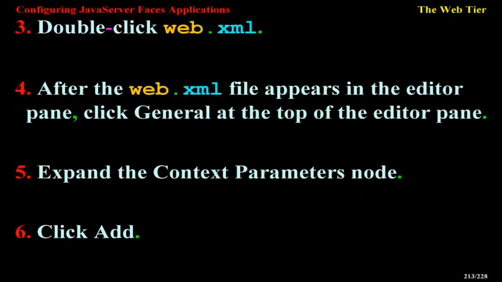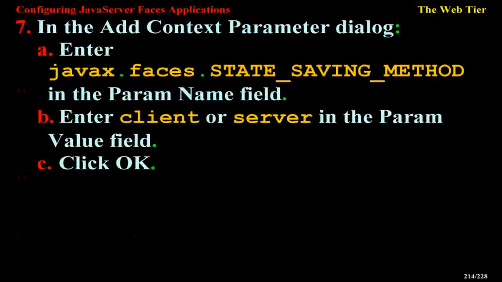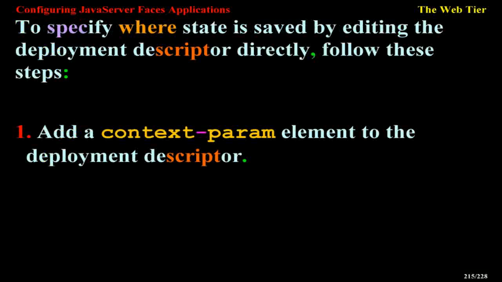Click Add. In the Add Context Parameter dialog, enter javax.faces.STATE_SAVING_METHOD in the param name field. Enter client or server in the param value field. Click OK. To specify where state is saved by editing the deployment descriptor directly, follow these steps.